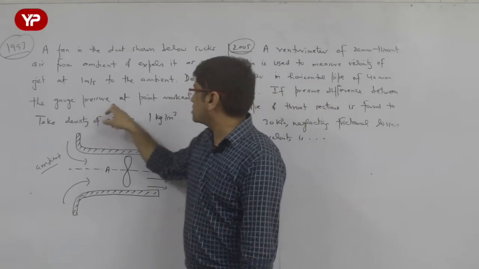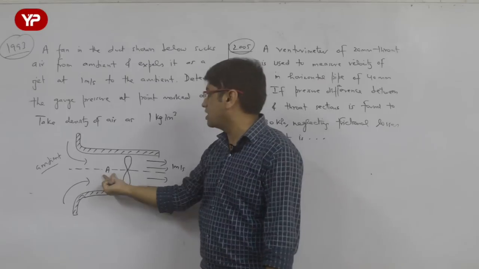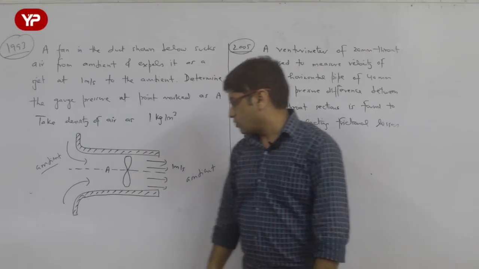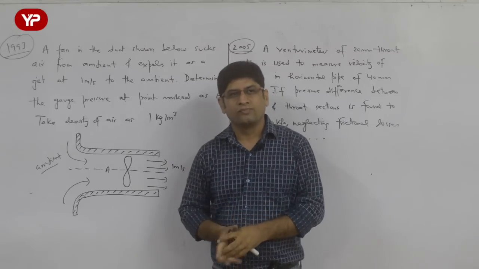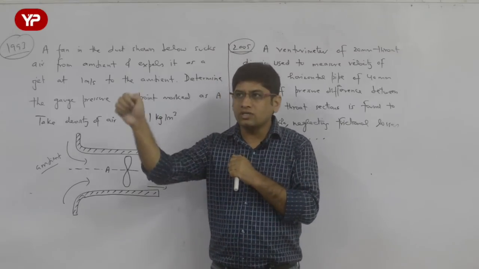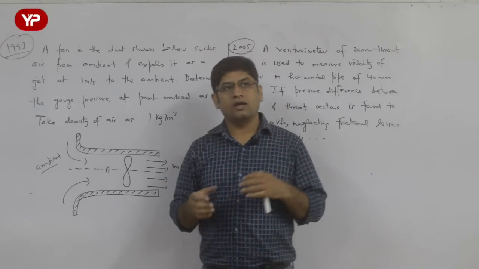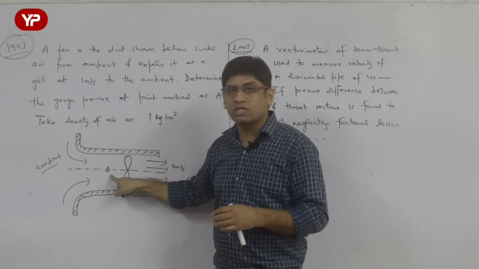Determine the gauge pressure at point marked as A. So you have to tell what is the pressure at this point A. Density of the air is to be taken as 1 kilogram per meter cube. Now philosophically, you need to understand what this exhaust fan does. The exhaust fan is doing the suction actually. Its blades are so designed that it's upstream. This is the downstream of the fan. This is the upstream of the fan.